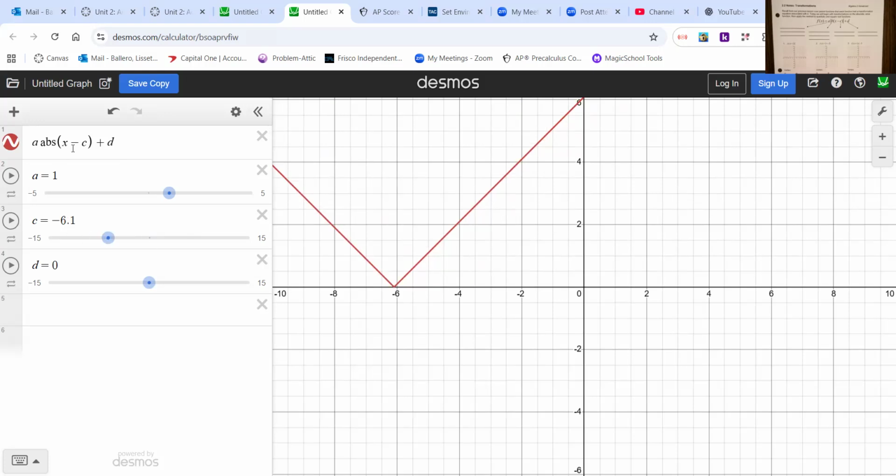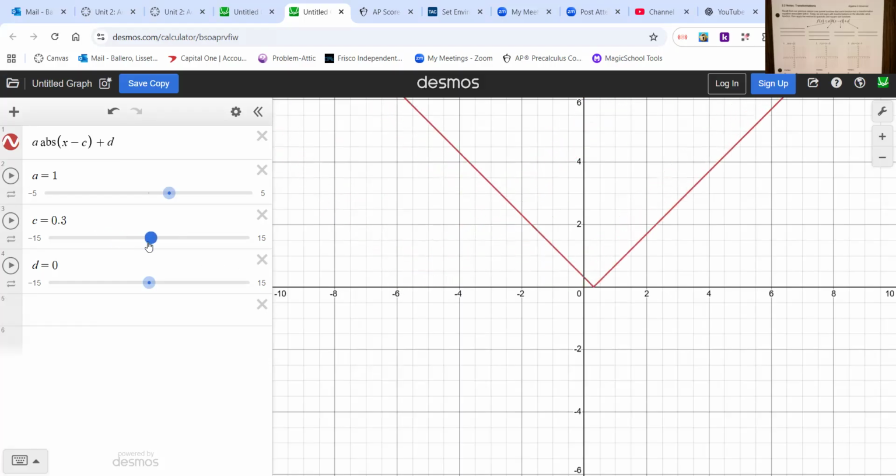Let's keep in mind here that if we look at our equation, this is x minus c. So if I put in this negative 6.1, that would turn into a plus c. It would be x plus 6.1. And that moved it to the left. So you want to keep that in mind as you do transformations. Now, as I bring it back over to the right here, and I make it back to 0, we're back to our parent function. The last transformation, our D slider here, is at 0 right now.